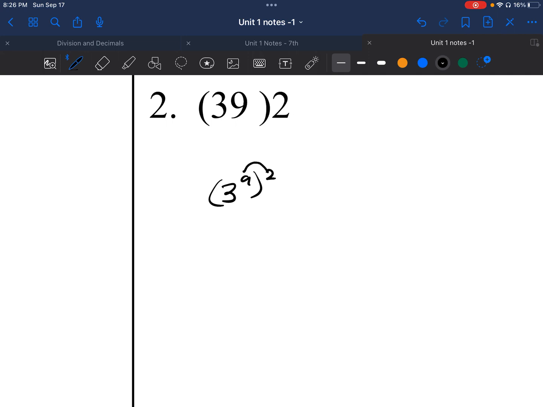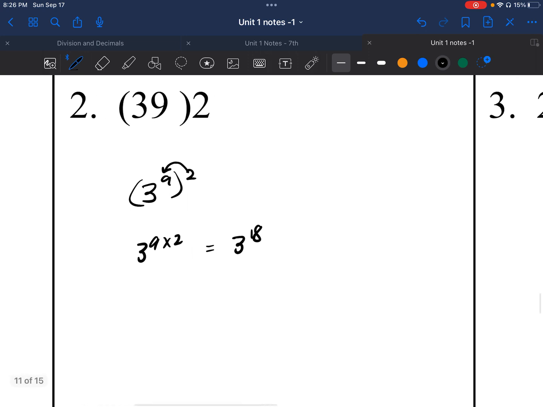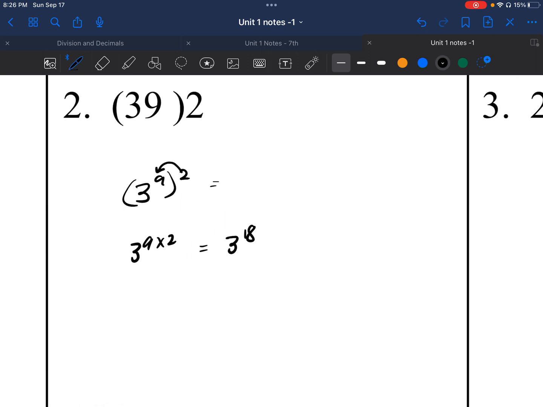We distribute this exponent in, and we actually now have a multiplication problem. So it is 3 to the 9th times 2, which is the same as 3 to the 18th. We can look at this in the expanded form to really help us understand that, because this could be 3 times 3 times 3 times 3 times 3. We need 9 of them. 1, 2, 3, 4, 5, 6, 7, 8, 9.